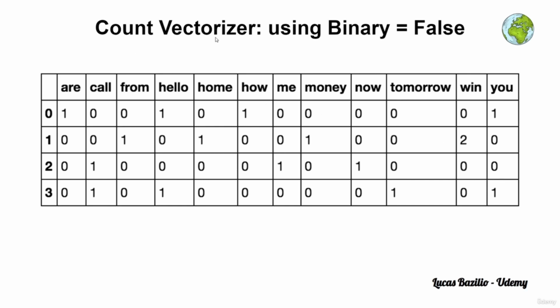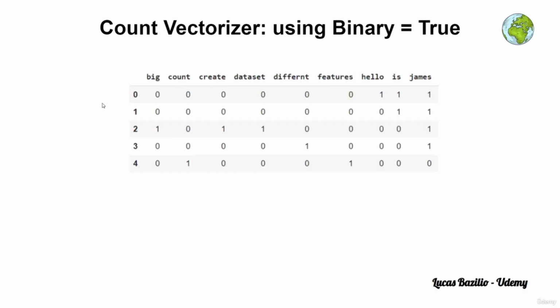So here on the count vectorizer, if we set the binary to be false, for each document and for each word, we have the counting, the total number of occurrences of this word in that document. When we set binary equal to true, we only have a binary representation. Either 0 if the word does not appear, or 1 if the word appears, regardless of the number of times.